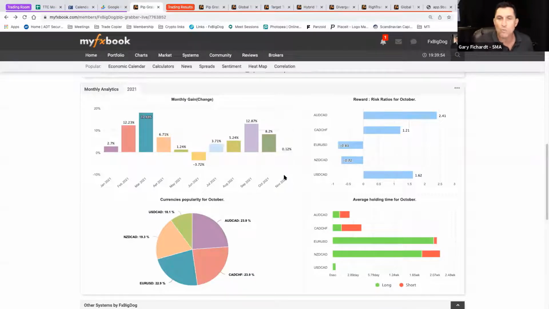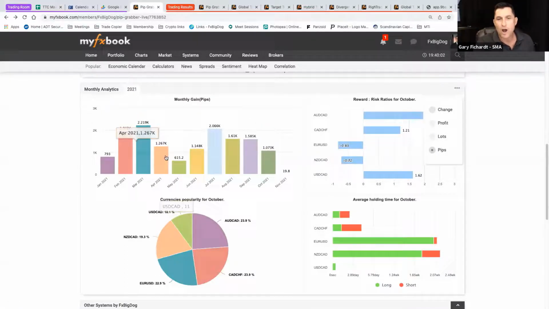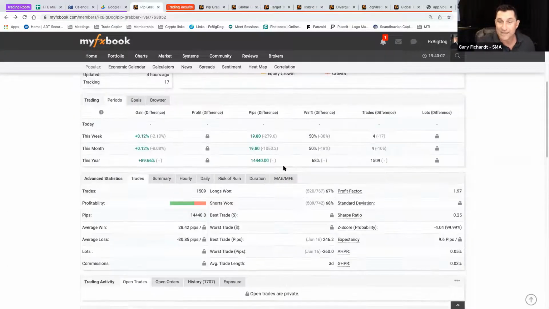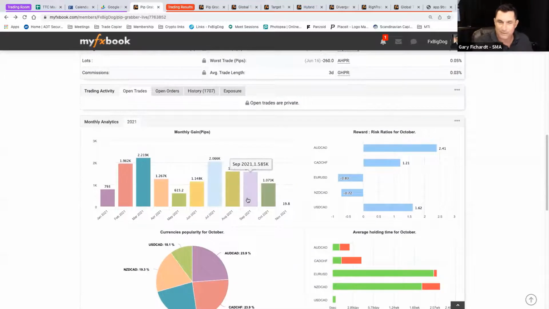In 2021, we have traded this strategy religiously, and we have captured over 14,000 pips. In fact, the exact number right here is 14,400 pips generated. So we've done very well. In fact, this year alone, we're up on our live trading account almost 90% for the year. 90% for the year. That's insane. I know, but that's okay. It's okay to be insane a little bit and doing well.